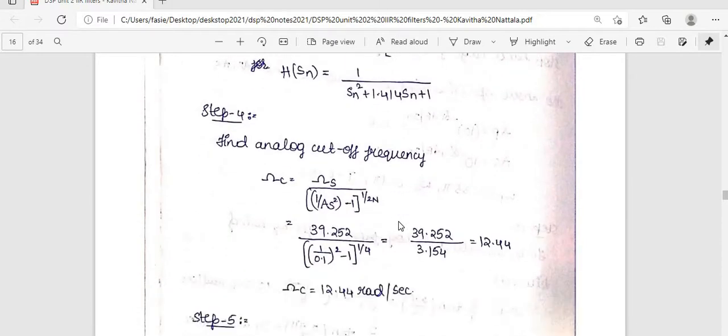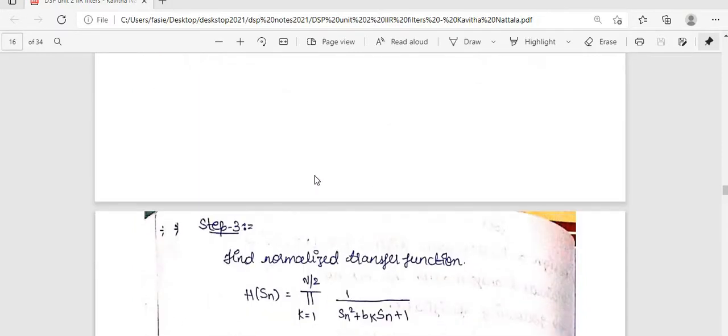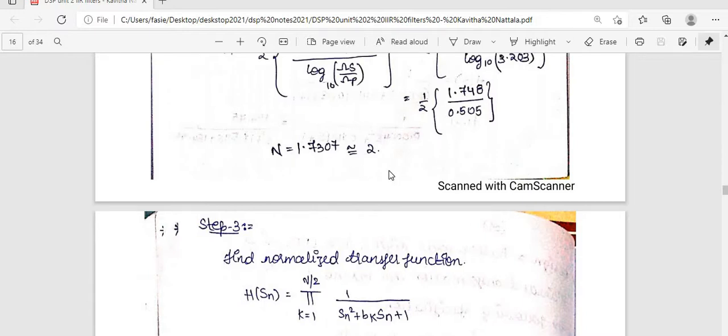Next, find the analog cutoff frequency. How do we get the cutoff frequency? Omega c is equal to omega s by (1 by As square minus 1) whole power 1 by 2N. If I am taking the stop band, I need to use the stop band value. So N is 2, and 2 twos are 4. We got the order as 2, right? So approximately we take this value. This is capital N, that is order 2.